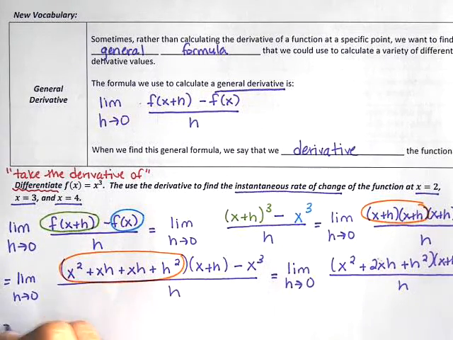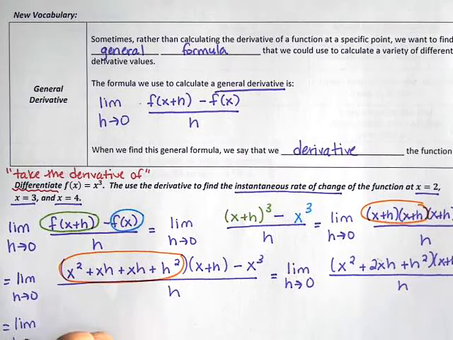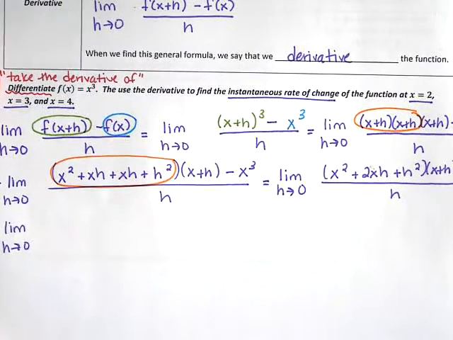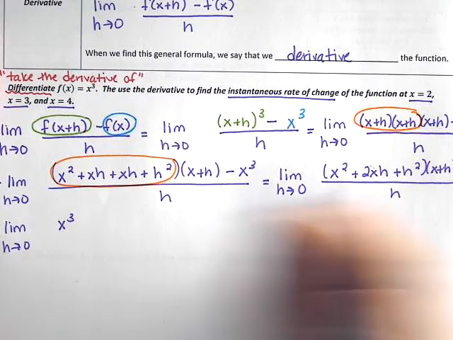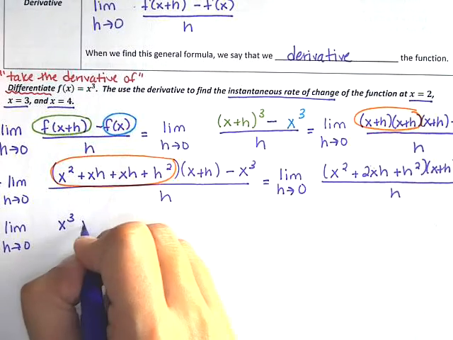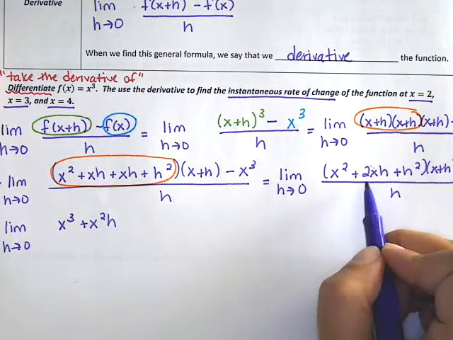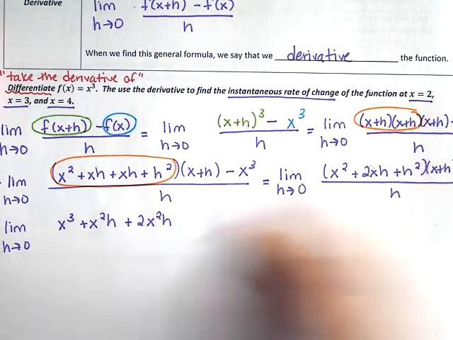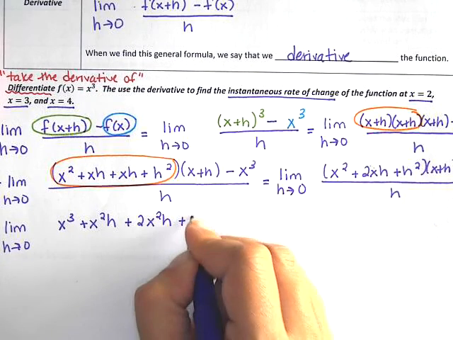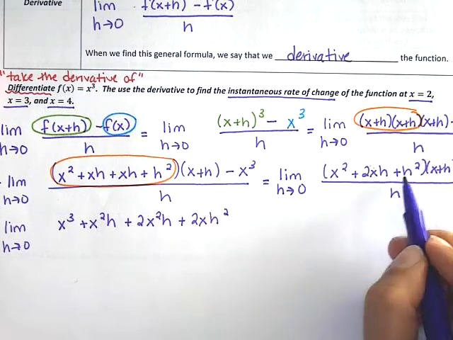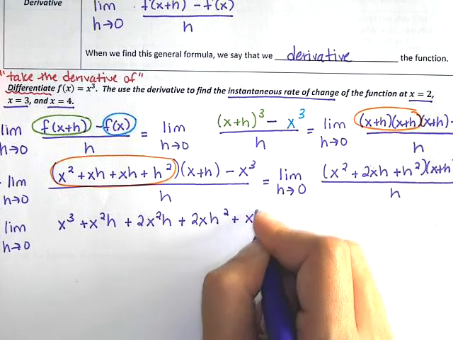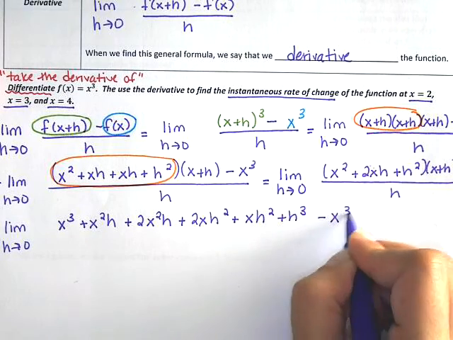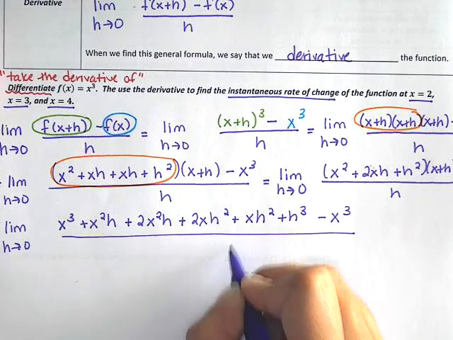Now I'm going to FOIL the whole thing out one more time. So again, I'm just distributing. X squared times x would be x cubed. X squared times h would be plus x squared h. 2xh times x would be plus 2x squared h. 2xh times h would be 2xh squared. H squared times x would be xh squared. H squared times h would be h cubed. Don't forget about the minus x cubed all over h.